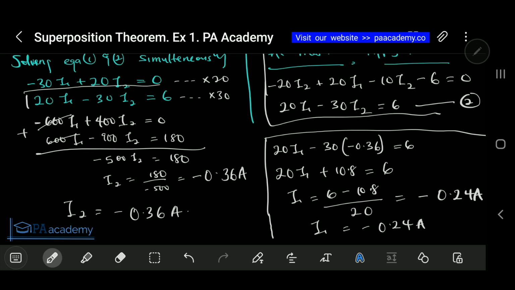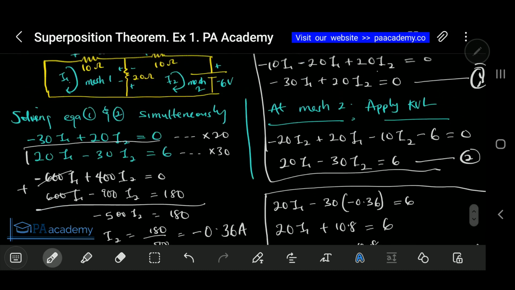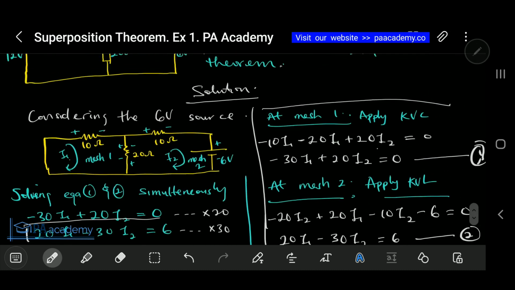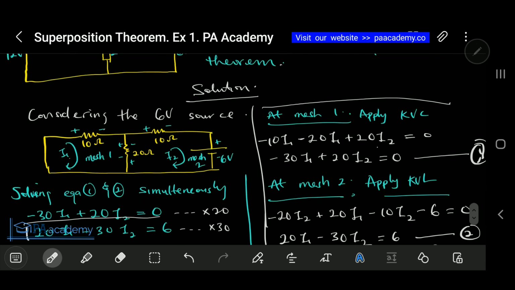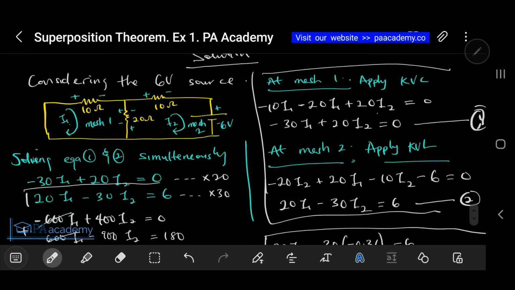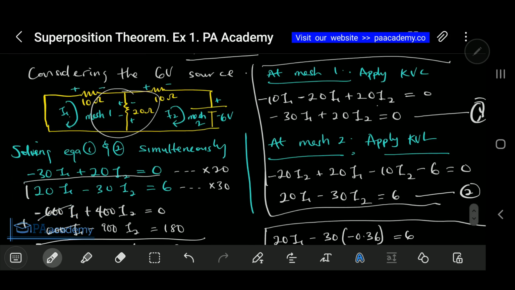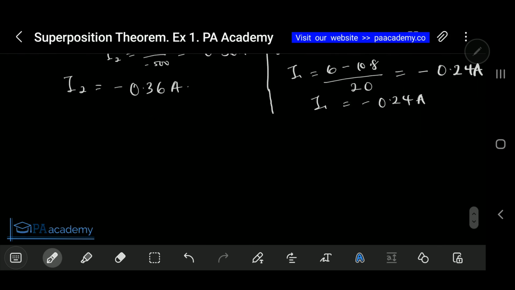Okay, so now let's use this. We've gotten I1 and I2, but what we actually need is the current that is flowing through the 20 ohm resistor. Okay, so now let me write what we are having here. Let me draw it out here.